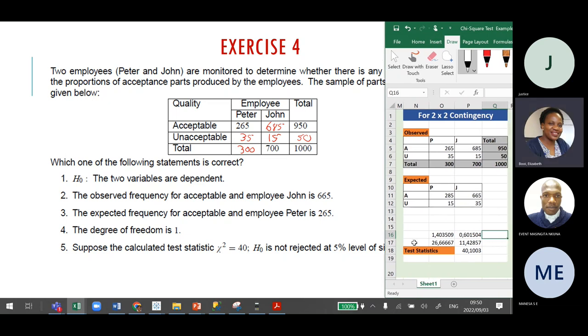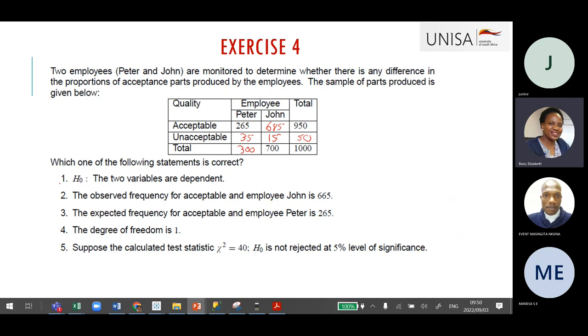Okay, so now we can answer our questions. So the first one, which one of the following statements is correct? Number one, is it correct or incorrect? It says the null hypothesis are dependent. Is that correct or incorrect? It's incorrect. So that is the incorrect one. We're looking for the correct statement.